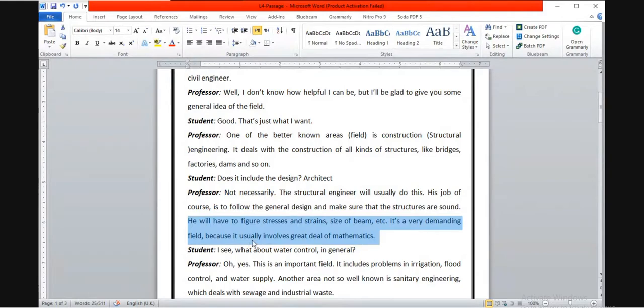Because it usually involves a great deal of mathematics. And as you can see, students, in your studies in civil engineering, you do a lot of mathematics. Why? Because after graduation, you may work in engineering. And as a construction engineer, maybe you do some structural works. You make the analysis for the design.